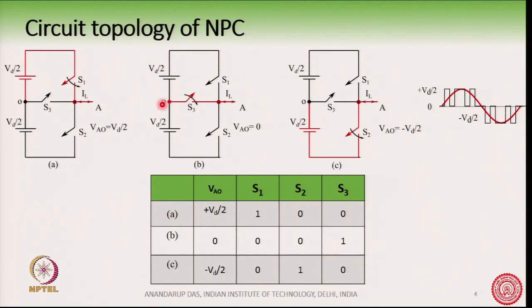So, if I want to access the midpoint voltage, I will turn on this switch S3 and will turn off S1 and S2. So, this is what is shown here, and in that case if the midpoint voltage is at 0, then I get a 0 voltage at point O. So, therefore, 3 levels of voltages plus Vd by 2, 0 and minus Vd by 2 are possible at the pole voltage. So, VAO, or VA, the A point voltage, we can say it is a pole voltage. So, VAO can be 0, Vd by 2 or minus Vd by 2.